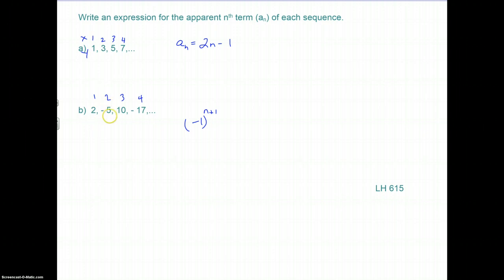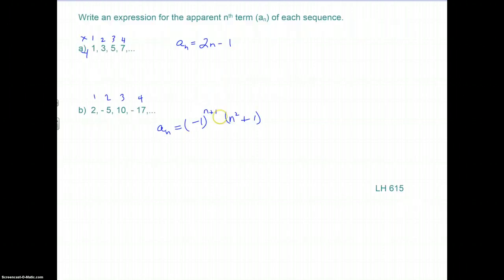I'm sorry, the even terms will be negative. Think about it. If this is -1, if it's the third term, it will be -1 to the fourth, which is a positive number. Okay. Now we need to figure out, well, how do we move from term to term? And if you look at it long enough, you're going to realize what you've got is n squared plus 1, and this would define a sub n. Okay, bit of a puzzle to figure some of these out.